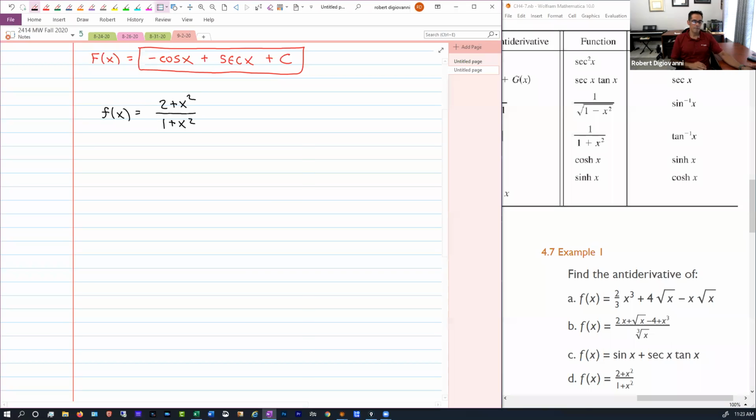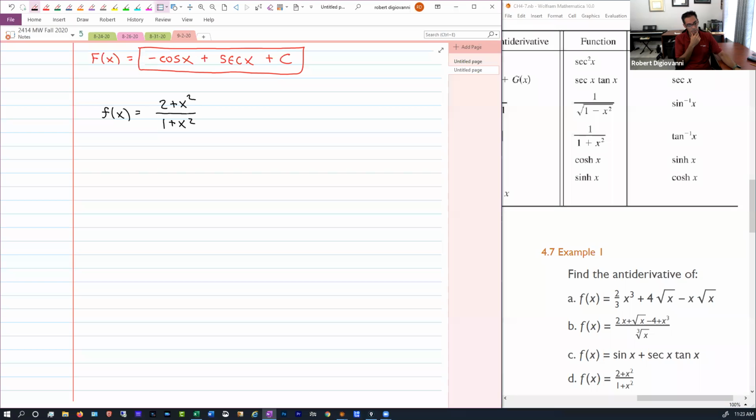All right. Let me first start off by reminding you, you cannot do the top and bottom separately, right? I just said that a moment ago. It's a quotient. You're not allowed to take the antiderivative of the top, then the antiderivative of the bottom, just put them together. No go.